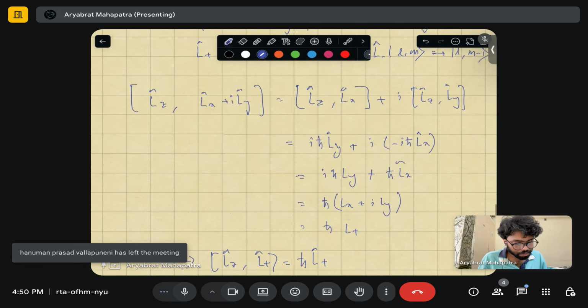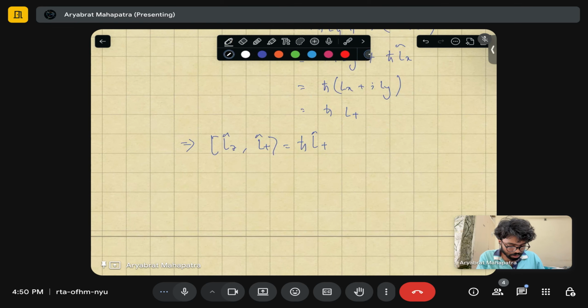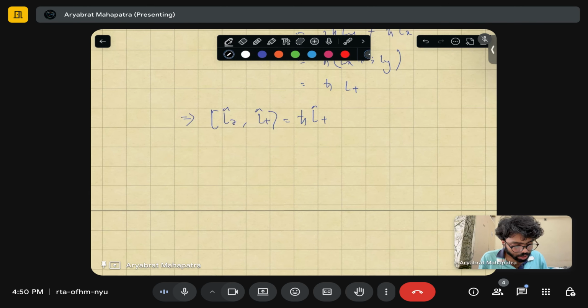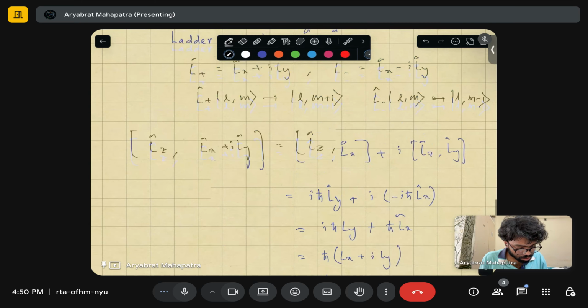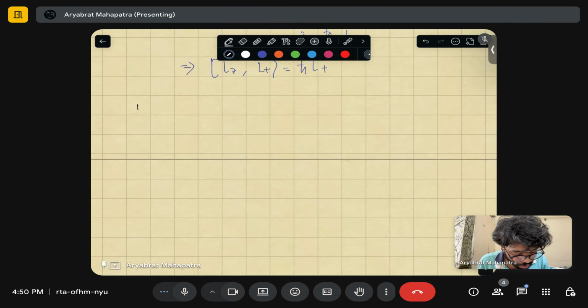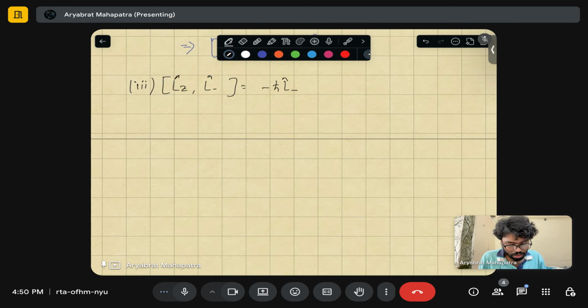Okay, the same way you can also show there is one more relation. If you follow the same process, you can also prove that LZ L minus will give you minus h bar L minus. You can check this one. And there is one more which we can check right here.